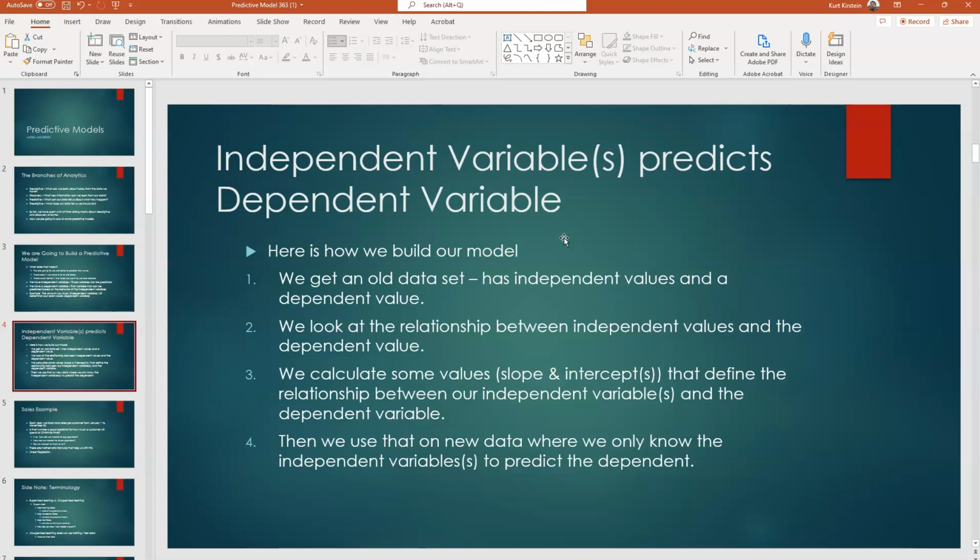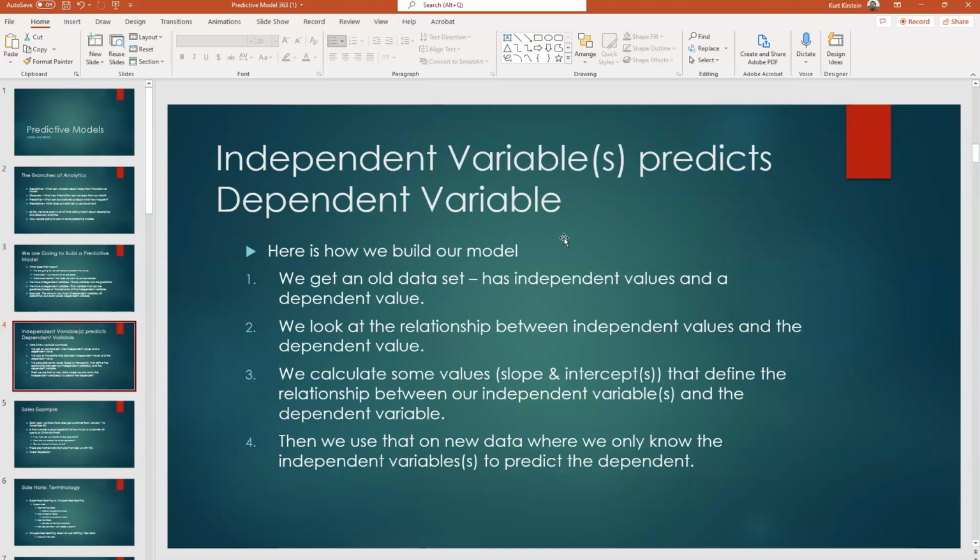So what we're going to do is get an old data set. It's going to have the independent values and the dependent value. We're going to look at the relationship between the independent values and the dependent value. We'll calculate some values. Two of them are slope and intercept that define the relationship between our independent and our dependent variables. And we'll use that relationship on new data where we only know the independent variables.